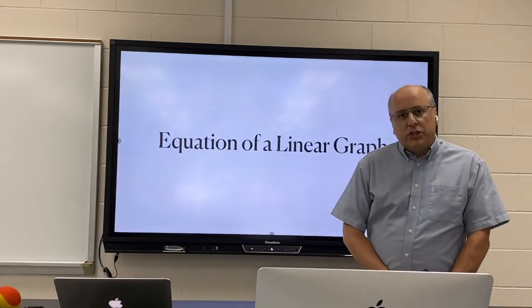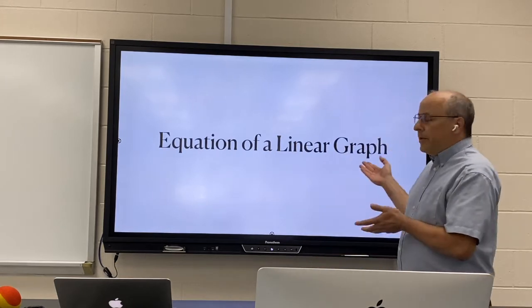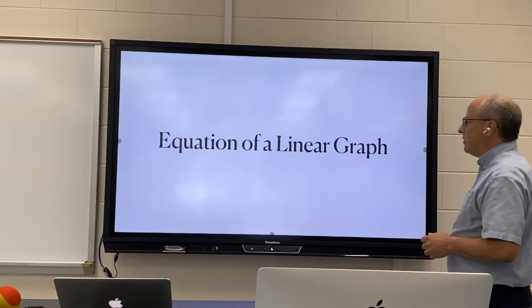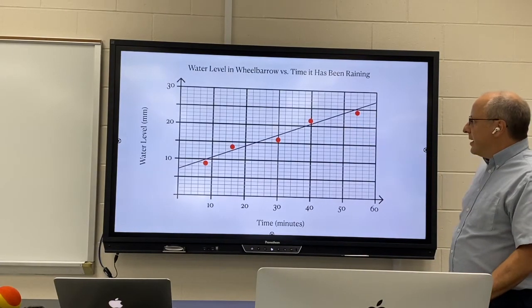Today, what I'd like to show you, and hopefully this is going to be pretty easy, is I want to remind you how to get the equation for a linear graph. So, if you could start out with a graph like this.